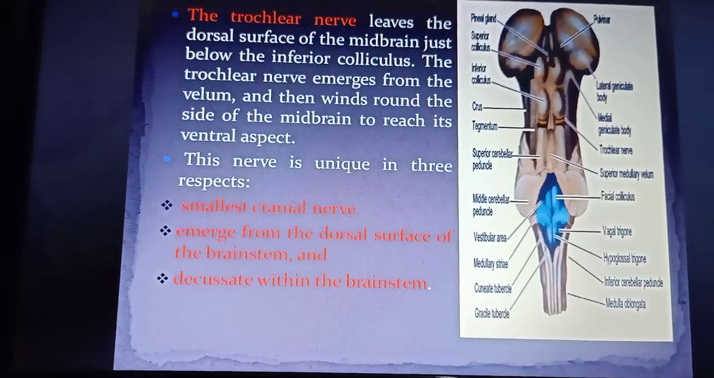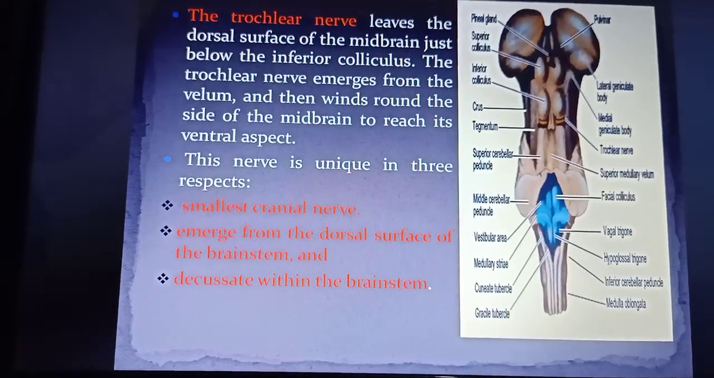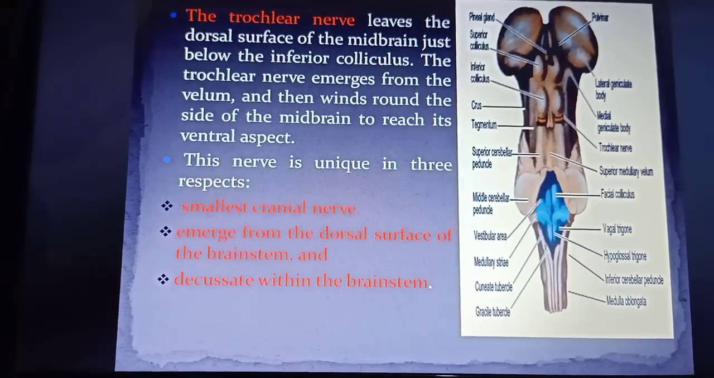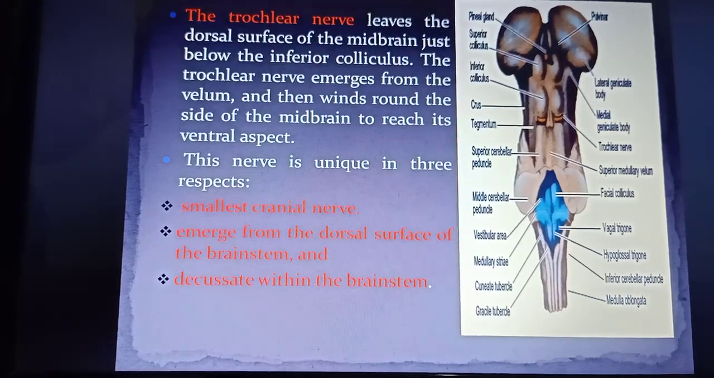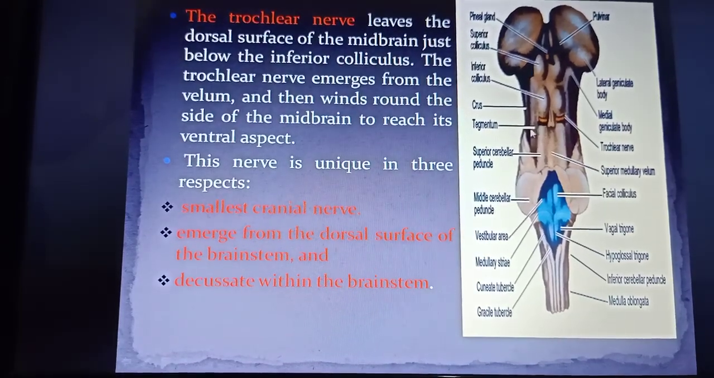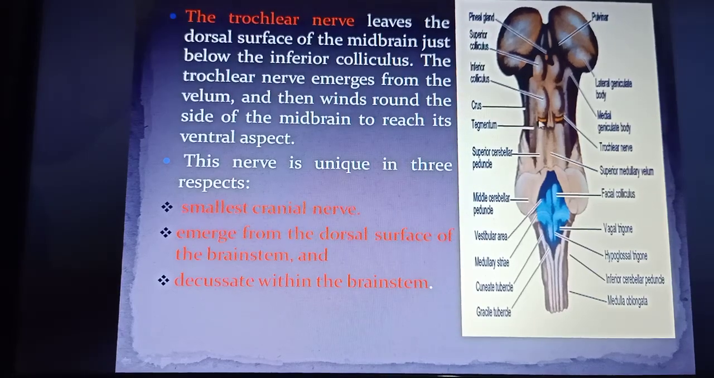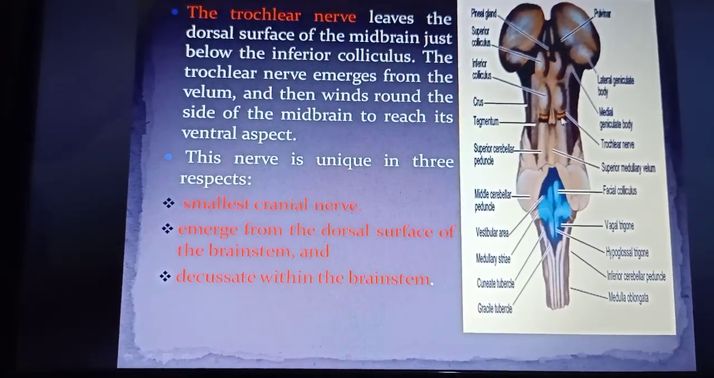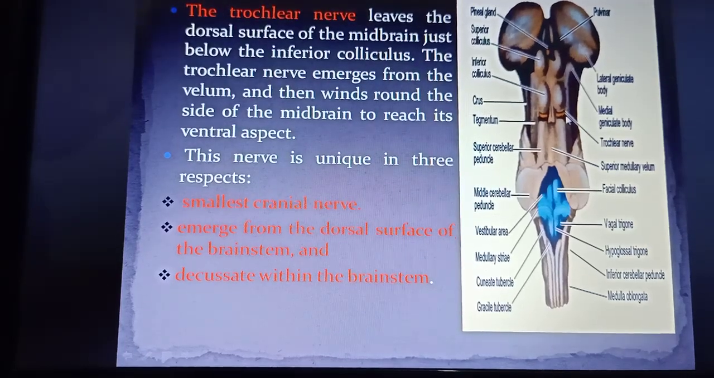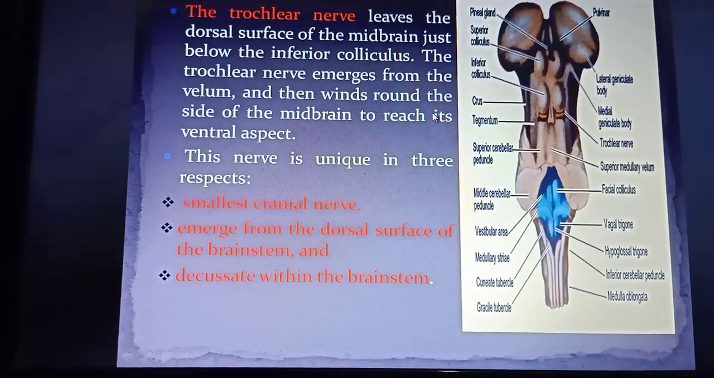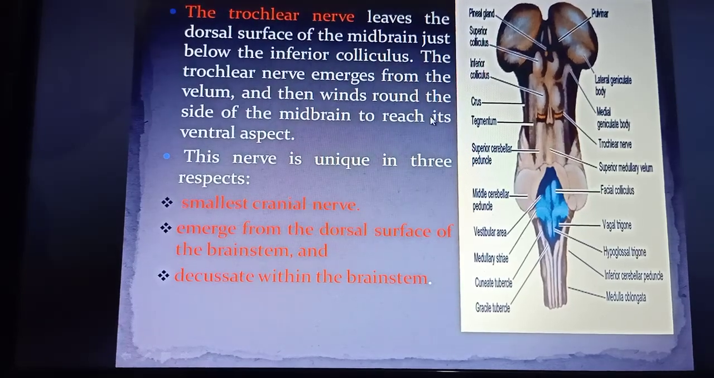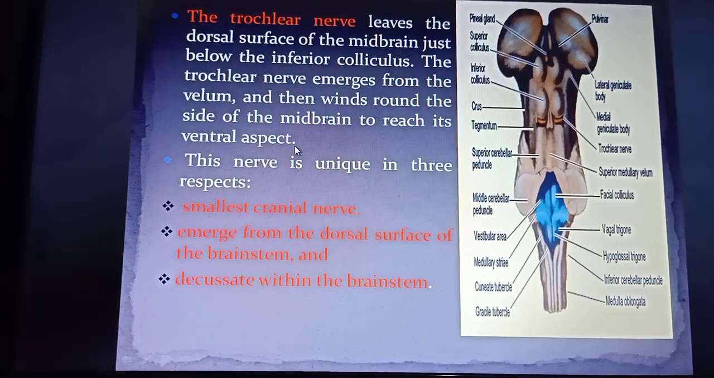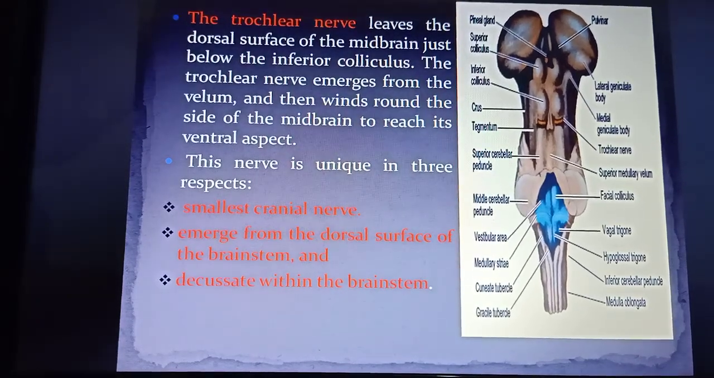The trochlear nerve leaves the dorsal surface. The third nerve leaves the ventral surface and the trochlear nerve leaves the dorsal surface of the midbrain just below the inferior colliculi. See in this diagram, here the yellow colored nerve is shown below the inferior colliculi. This is the trochlear nerve. Trochlear emerges from the velum and then winds round the side of the midbrain to reach its ventral aspect. This nerve is unique in three respects.